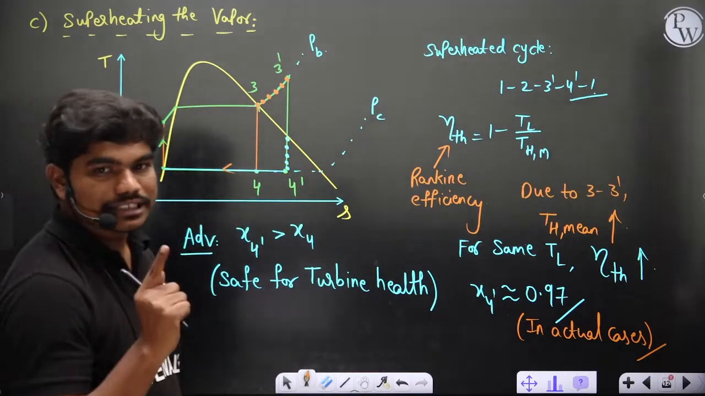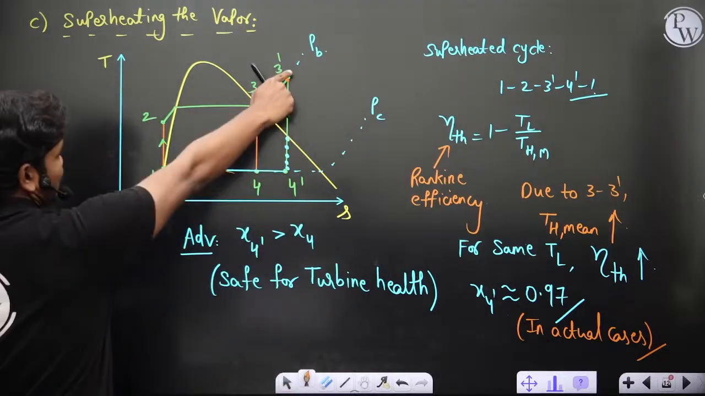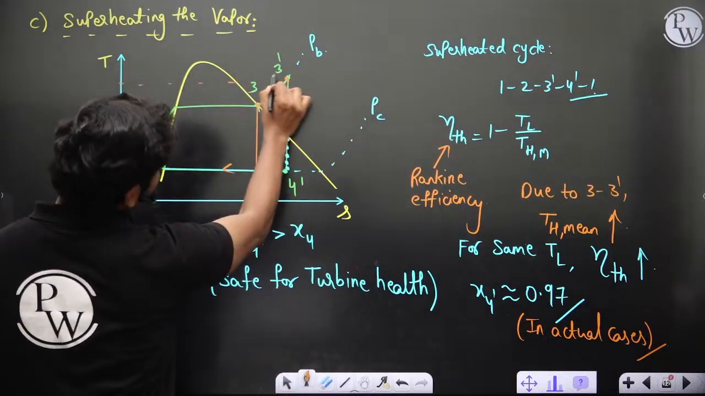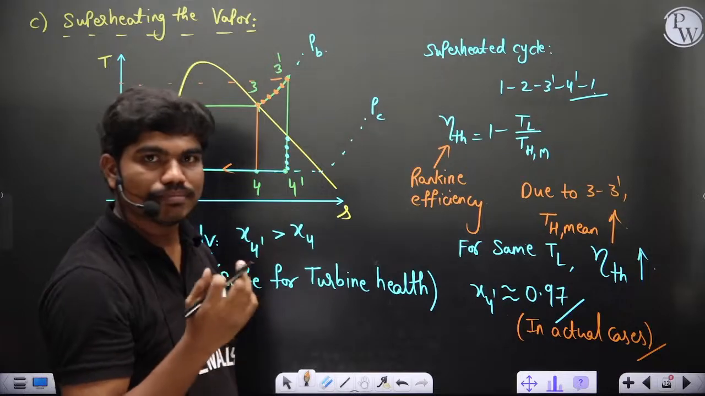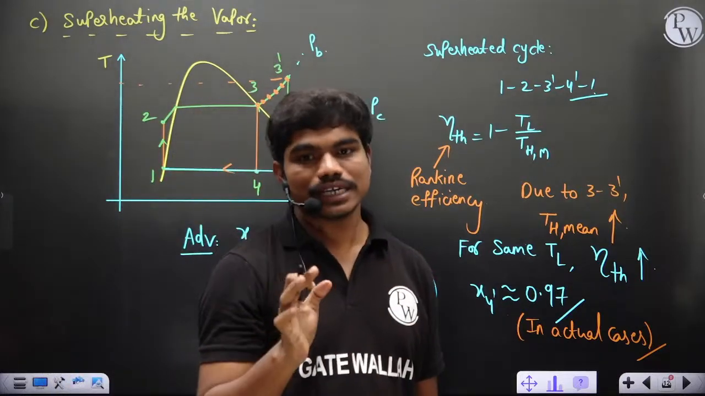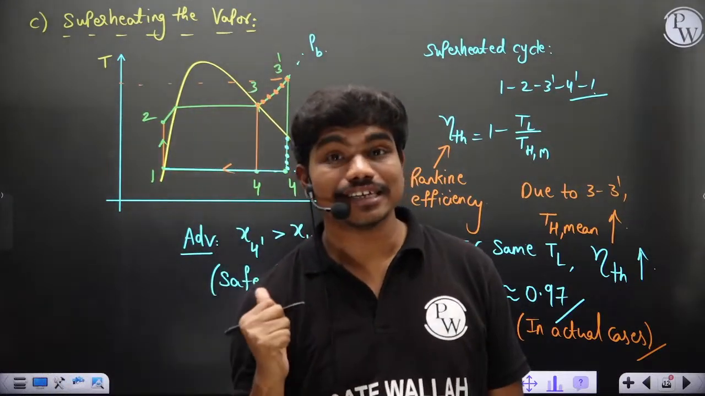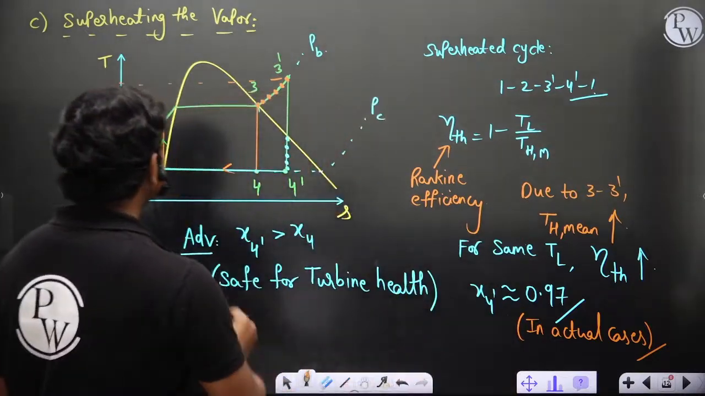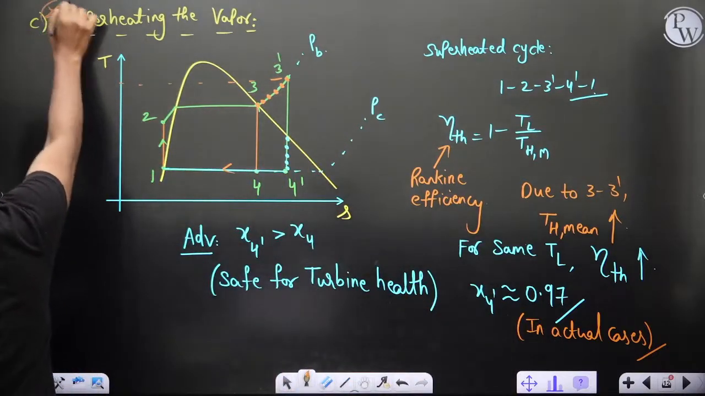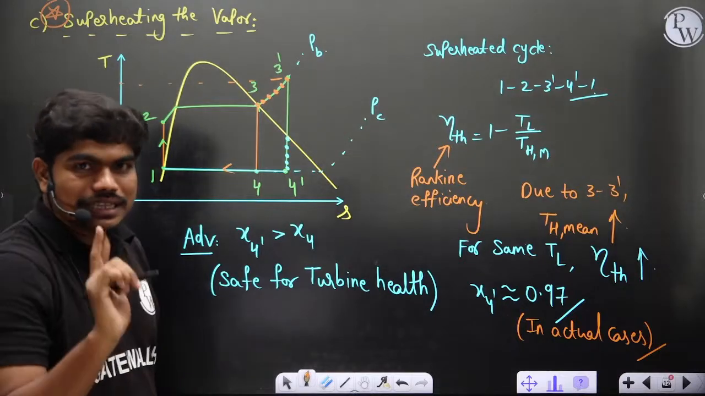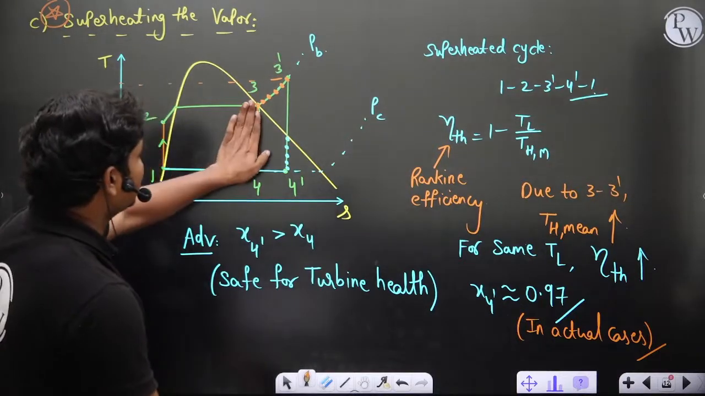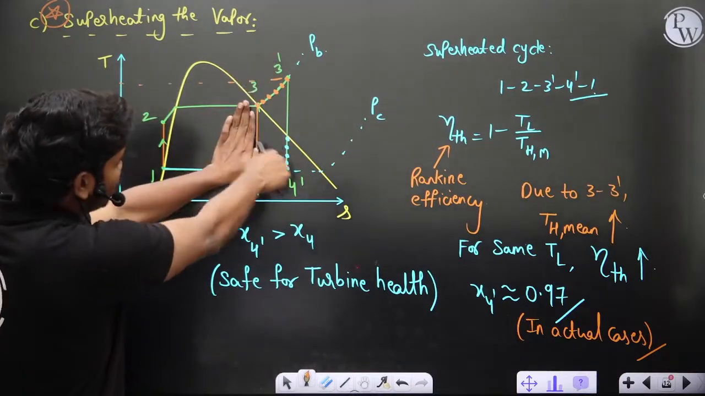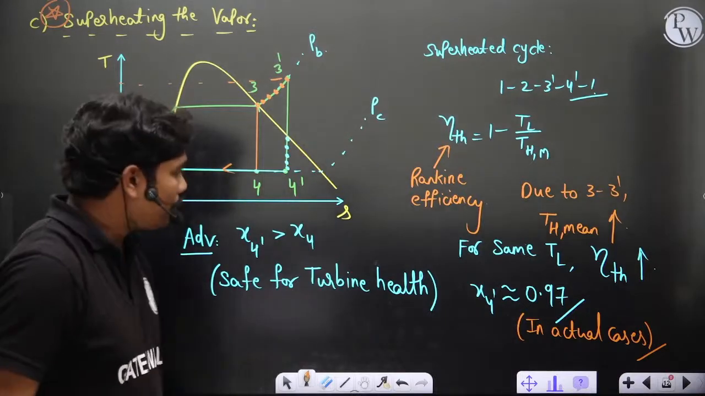The only limitation in this case is this T3 dash. You cannot go up to very large values because every material has some metallurgical limits. Apart from metallurgical limits, this cycle doesn't have any thermodynamic limits like we have in the previous two cases. So that's why this is the most preferred process for doing heat addition, and that's why all your cycles you see as 1-2-3-4-1. Understood? Did you all understand?